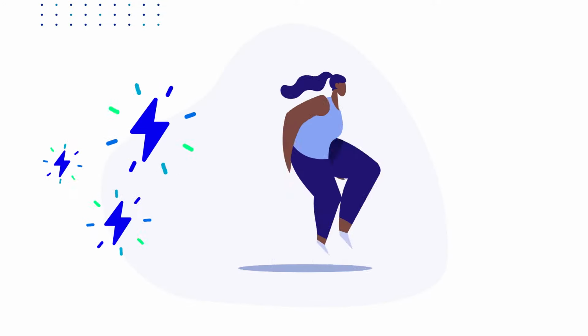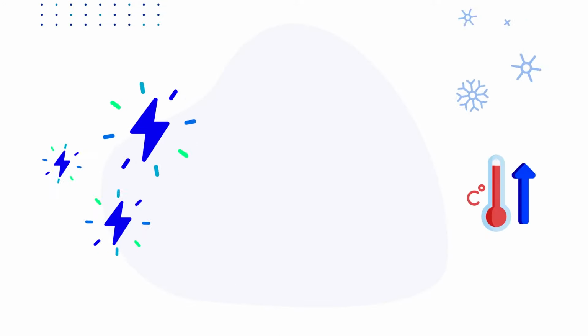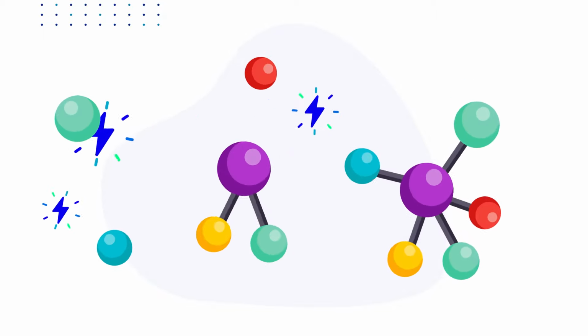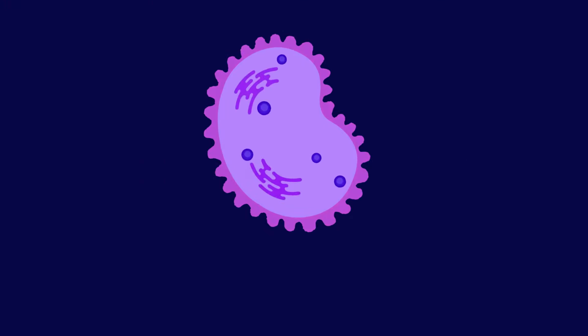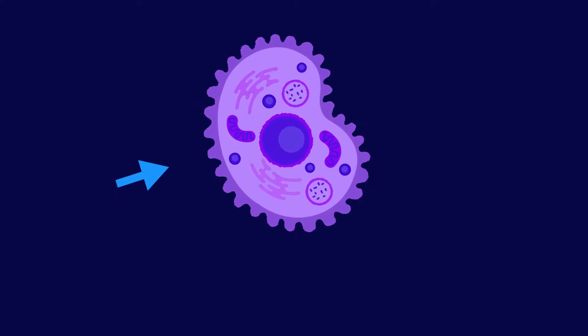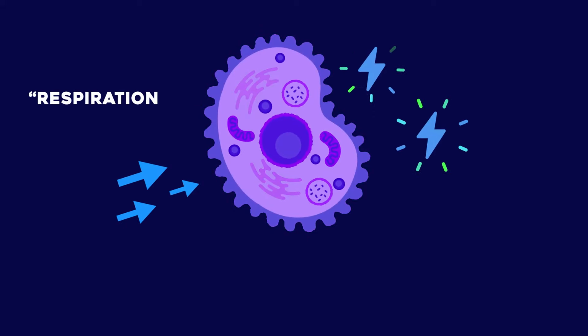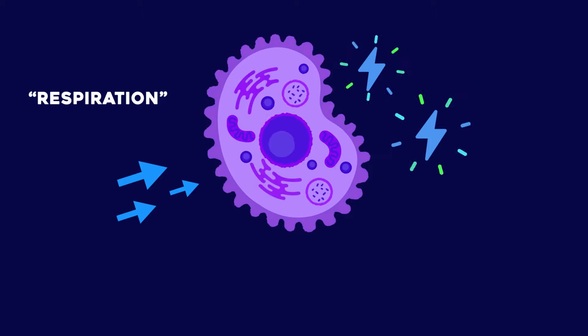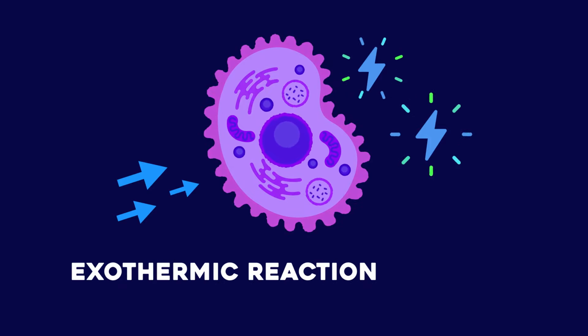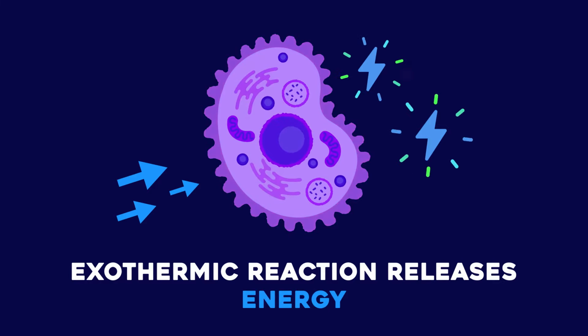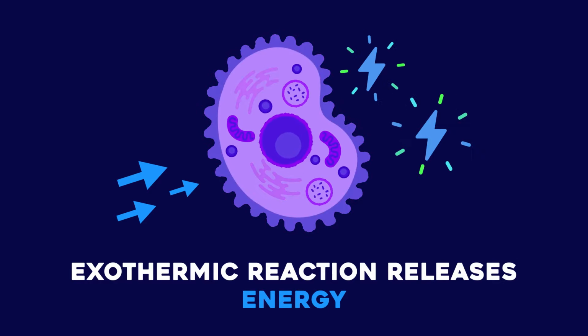Energy is a vital part of biology and is needed for all the processes in our bodies. For example, movement, keeping warm, and chemical reactions to build larger molecules. Cellular respiration is the process that takes place continuously in all living cells to produce this energy. Respiration, as this is more commonly referred to, is an exothermic reaction. This means that it releases energy which can then be used for the processes mentioned.